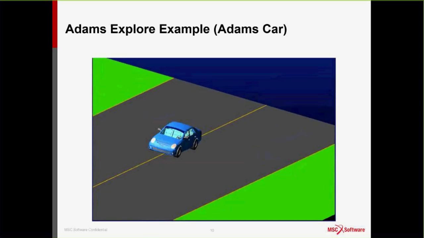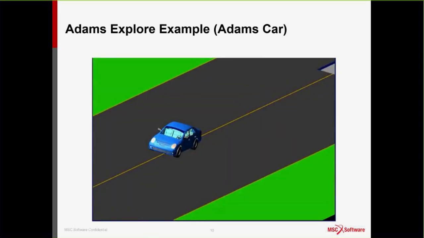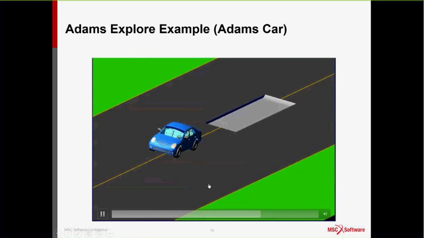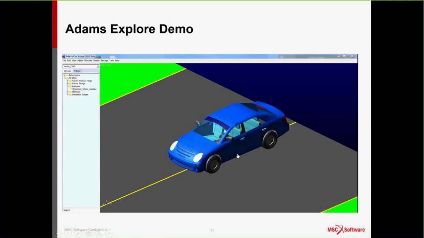So I'm going to do a demonstration. Here's just a quick little movie of the event I'm going to run. The sedan goes over a pretty nasty pothole at about 50 kilometers per hour, and the engineer sees a lot of pitch there and wants to try to maybe change that pitch angle. So I'm going to move on to the demo portion of this.